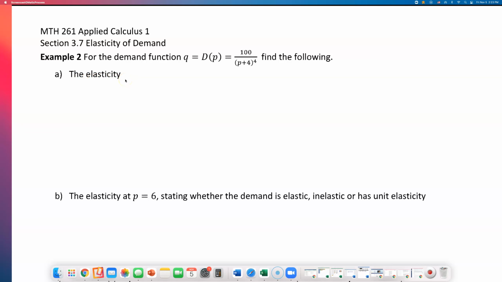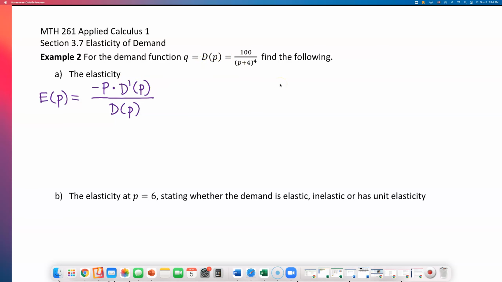Now remember the formula for the elasticity function. It was E of X, but I'll go ahead and use P because they're using P as their input variable, okay? So E of P equals negative P times the derivative of the demand function divided by the original demand function. So we're going to have to do that. But in order for me to plug everything into this formula, I need to find D prime of P.